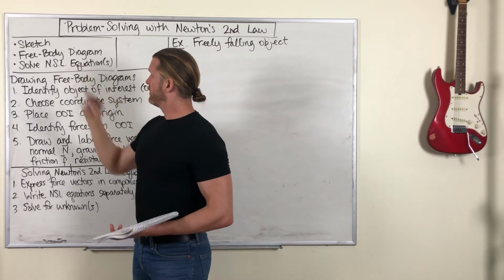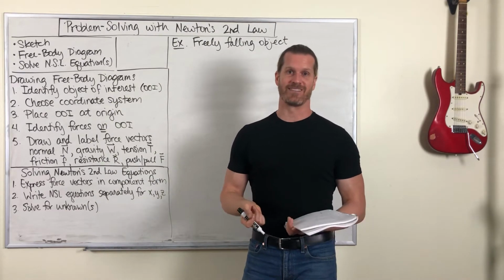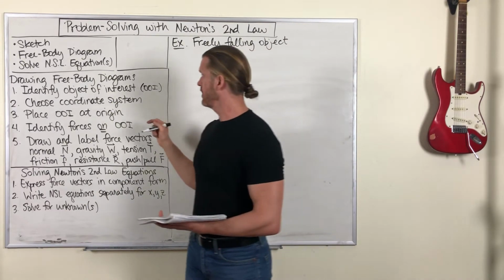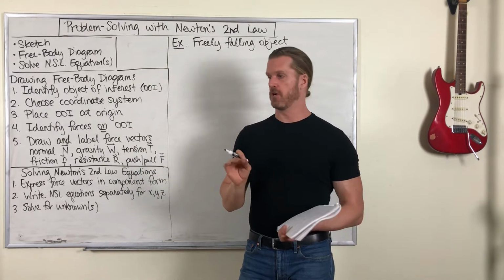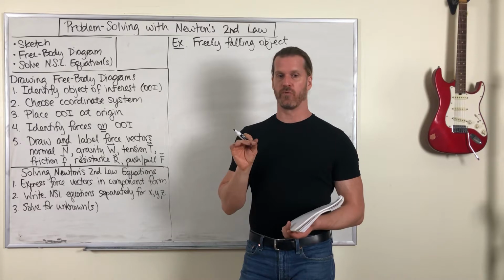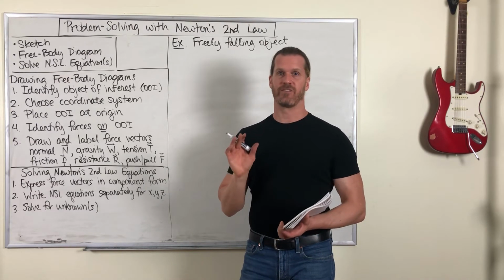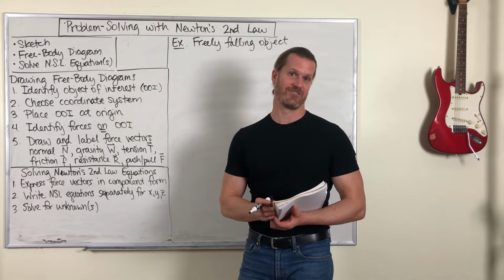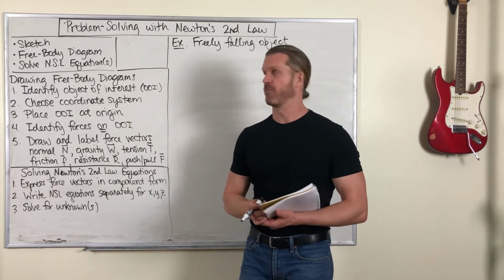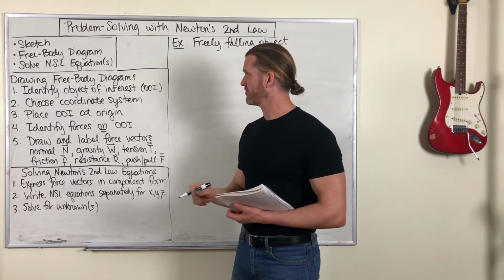So let me go into more detail about this free body diagram. This is kind of like a blueprint in physics. You'll identify your object of interest. We're only going to look at one object at a time. So pick the one object that's the most interesting, the thing that you're trying to solve for in the problem. That will be your object of interest, your OOI.